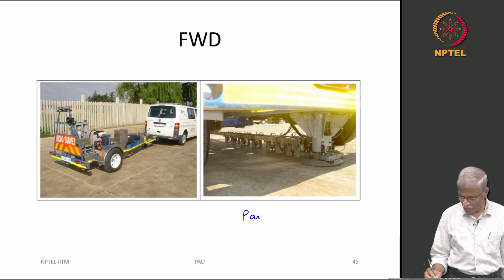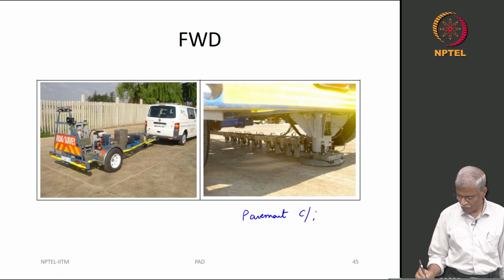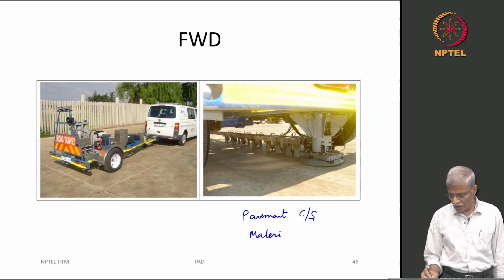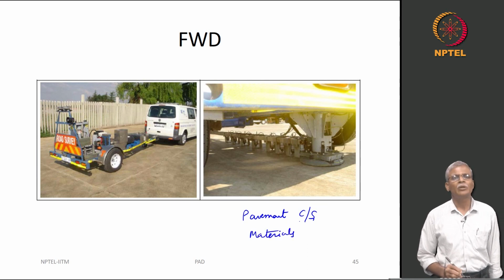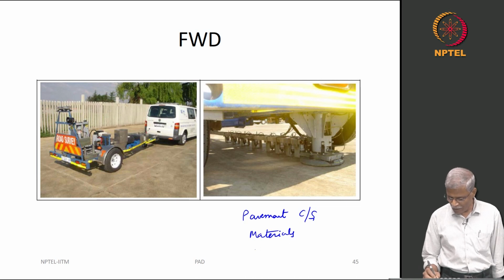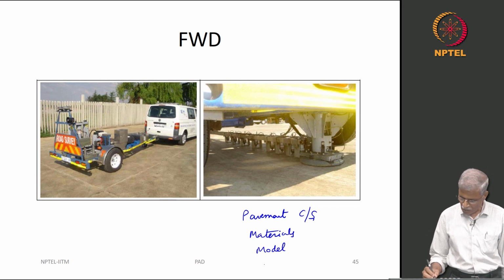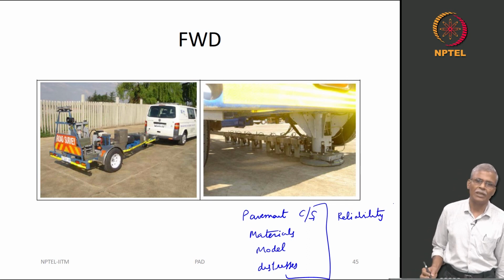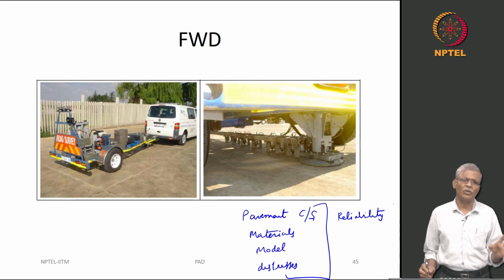So, you need to have some idea about the pavement cross section, you need to have some idea about the materials that you are going to use, you need to have some idea about the model, the structural model that is going to be used, and you need to have some idea about what the distresses are. Then you can add things such as reliability here. So, that is the overall framework.